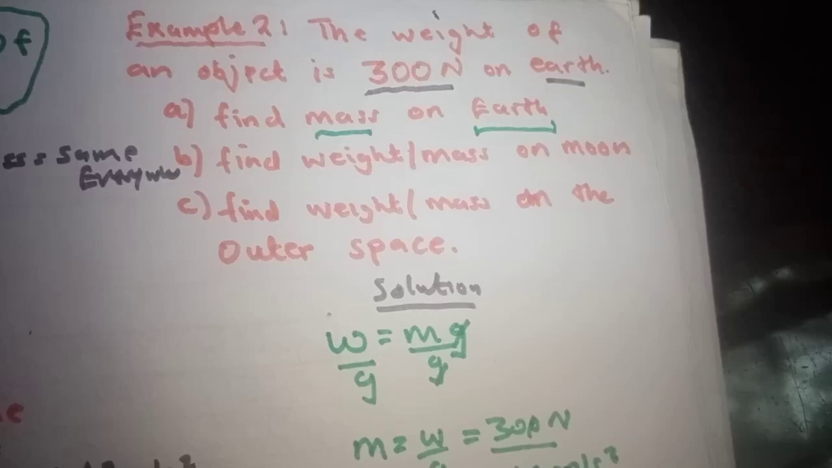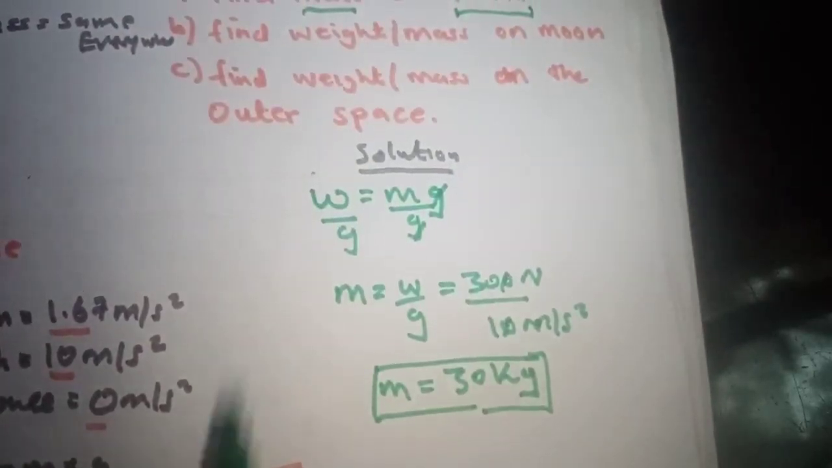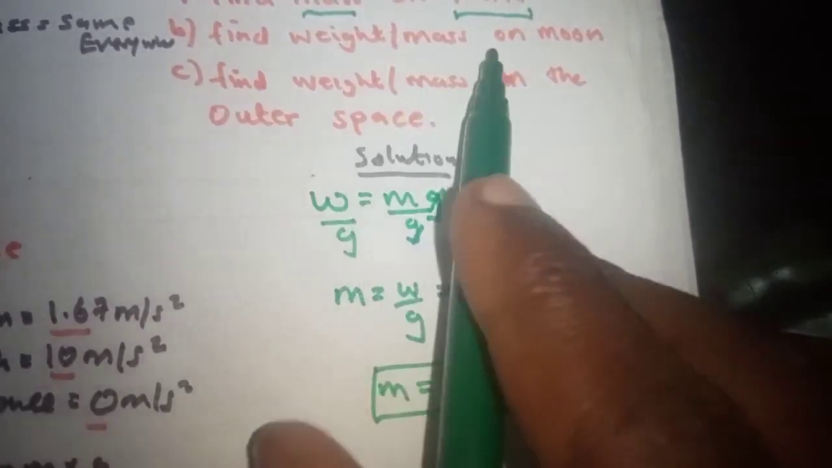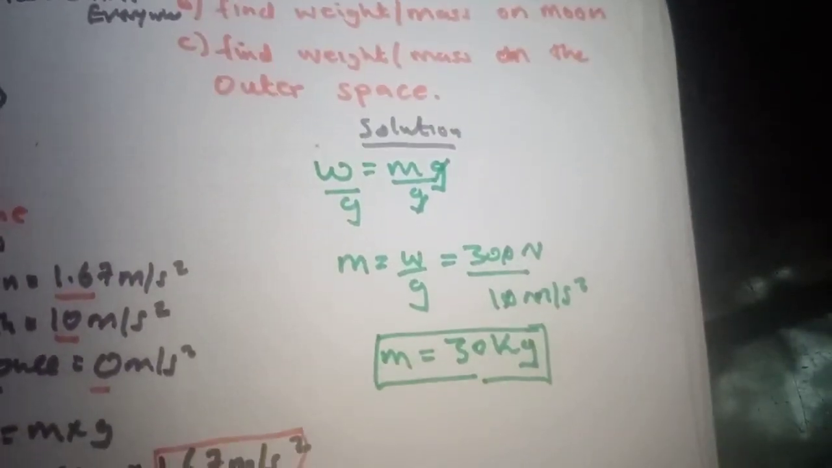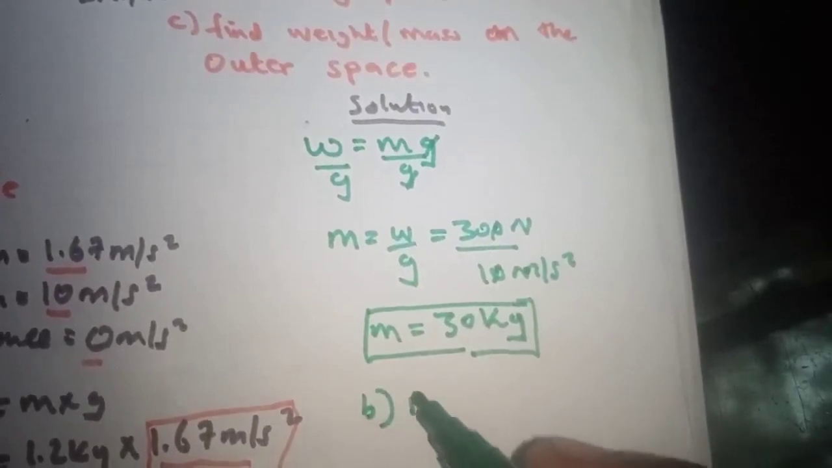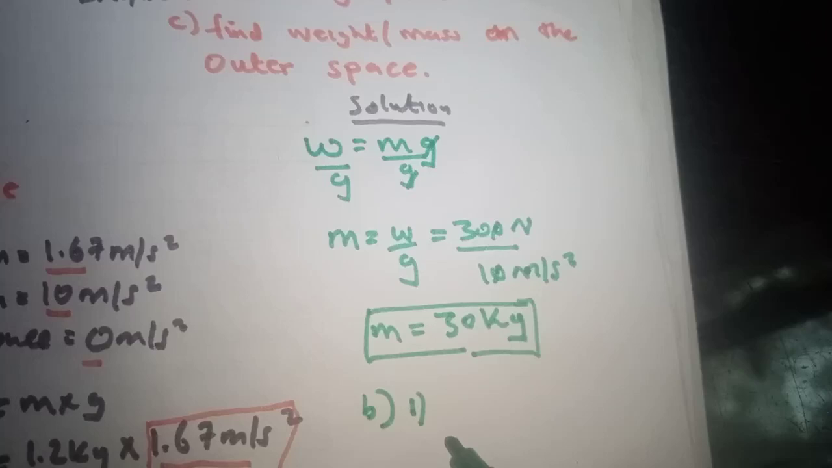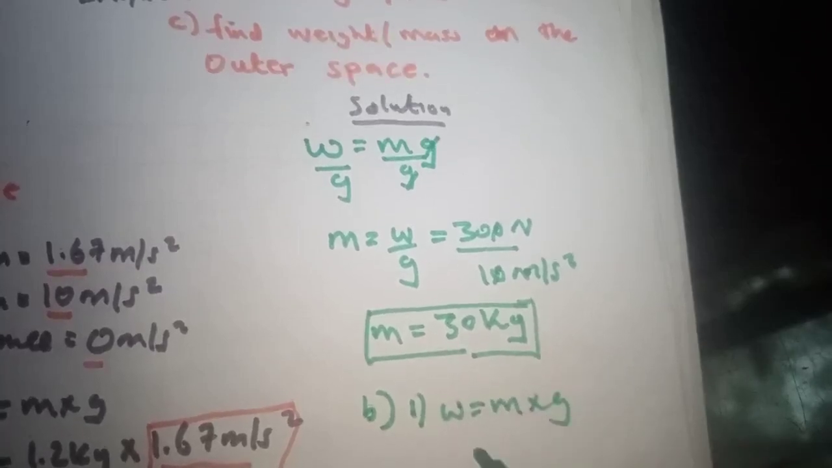So this is the mass on Earth, and like we've said, the mass isn't going to change anywhere. So B says find the weight and mass on the moon. Okay, that is question B. So first, let's find the weight on the moon. We know weight is equal to mass times gravity.